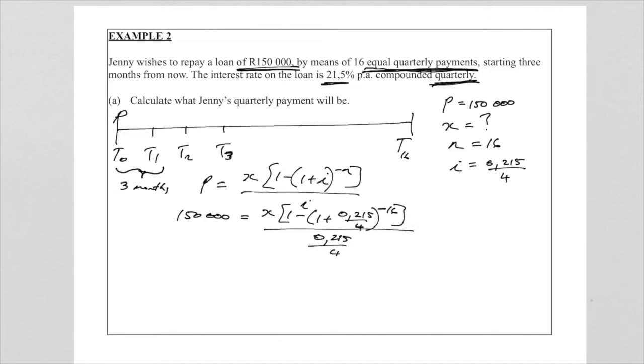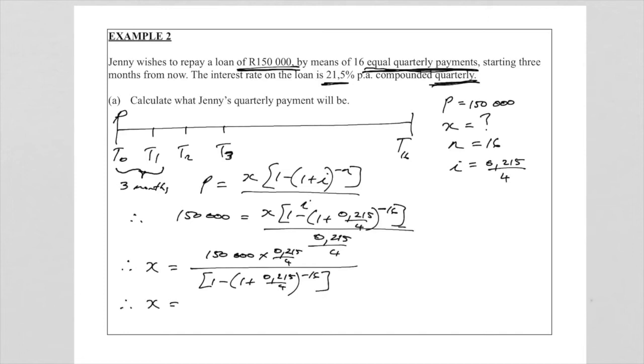Now, it's a little bit of manipulation so that we can get to X. As we did with future value as well, first multiply with that denominator, and then divide by the whole bracket. So we can now easily say that X is equal to the 150,000, that was the loan amount, times 0.215 over 4, and then we divide by that whole bracket of 1 minus (1 plus 0.215 over 4) to the exponent of minus 16. Please put this whole thing on your calculator and see what you get. My answer for this one is 14,212 and 35 cents.